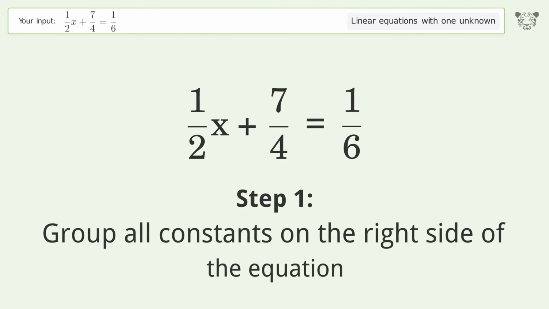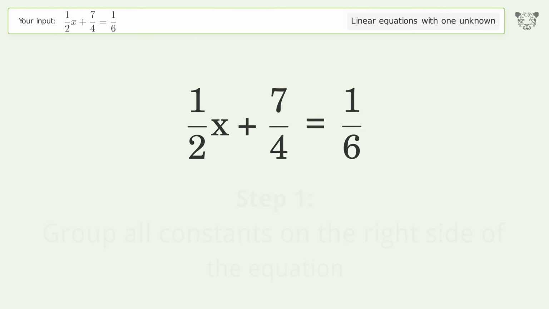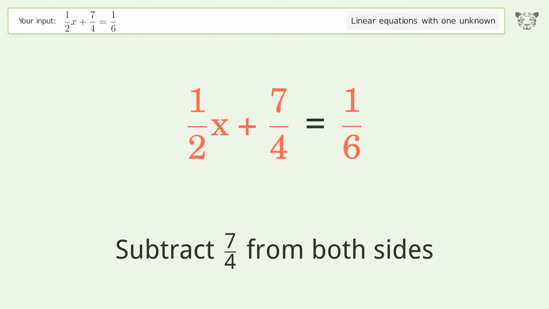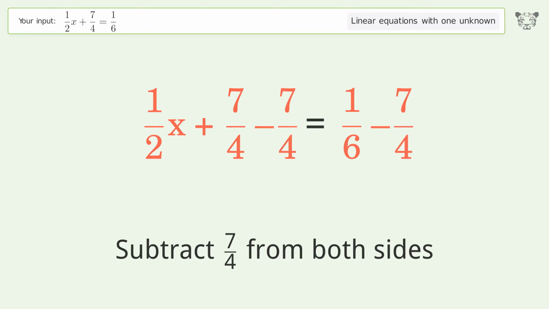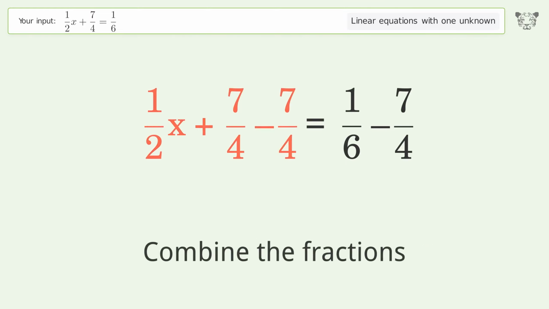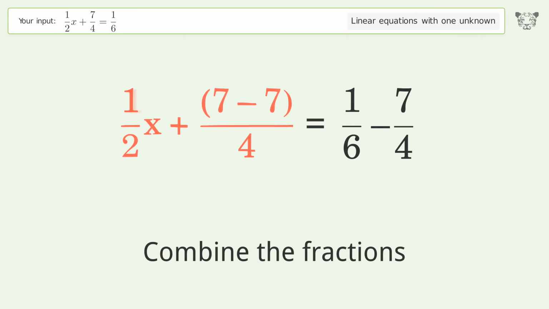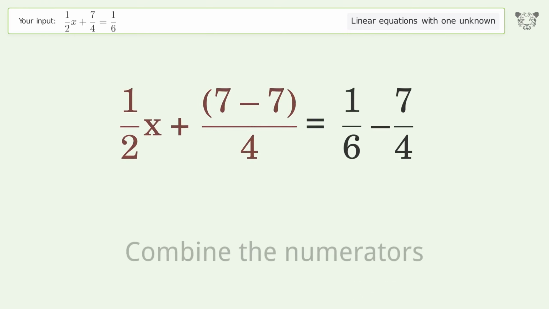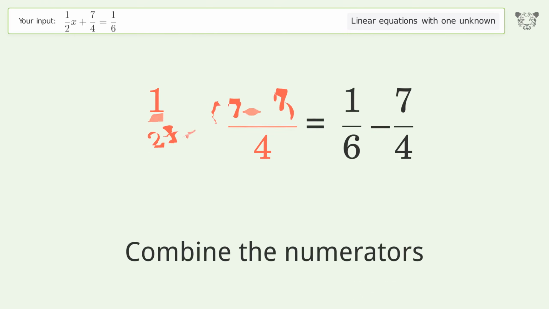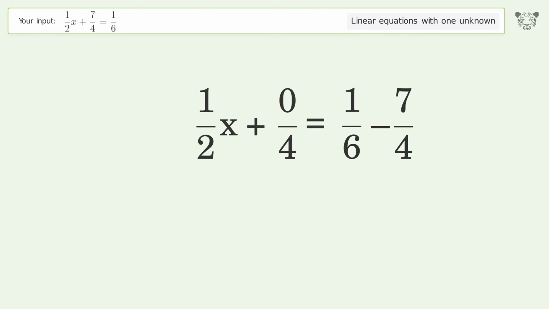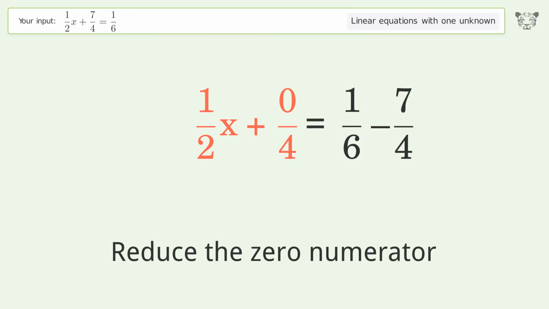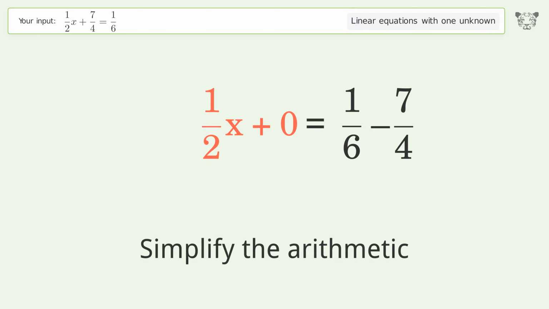Group all constants on the right side of the equation. Subtract 7/4 from both sides. Combine the fractions. Combine the numerators. Reduce the zero numerator. Simplify the arithmetic.